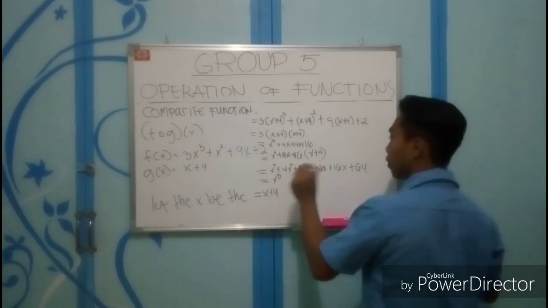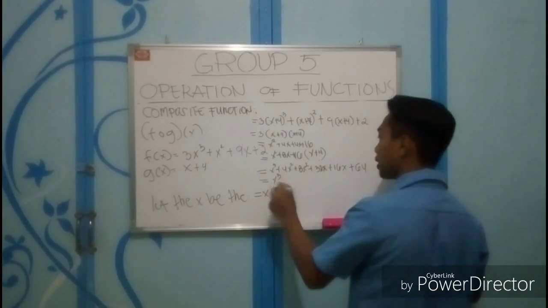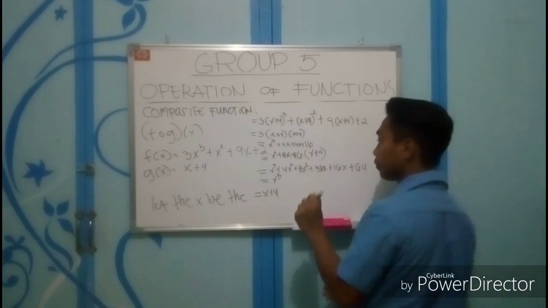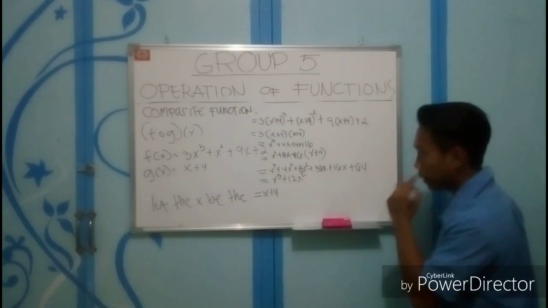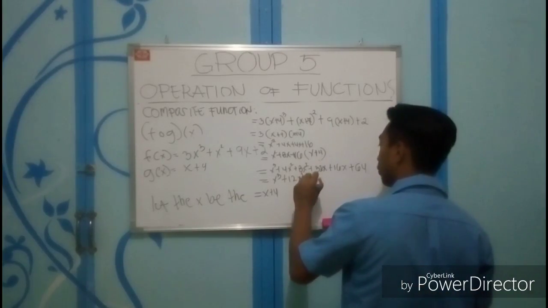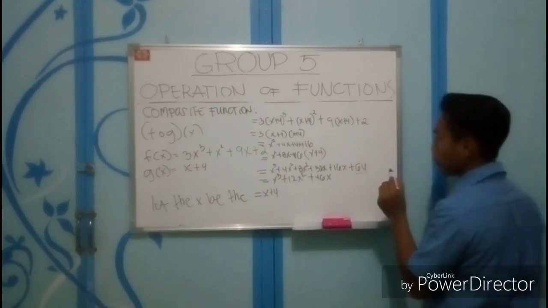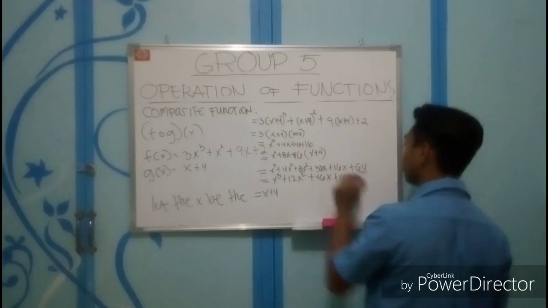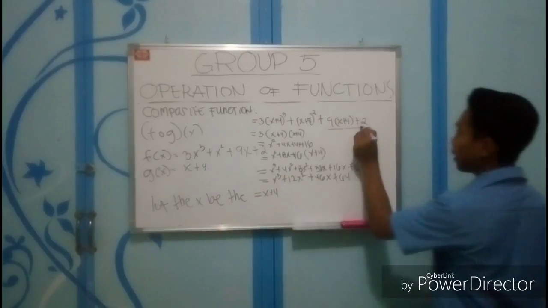Then 4x squared and 8x squared have the same exponent, so we can add them. 4x squared plus 8x squared equals 12x squared. Then 32x plus 16x is 48x. Since there is no variable in the whole number, we can copy the 64. Then solve the next.